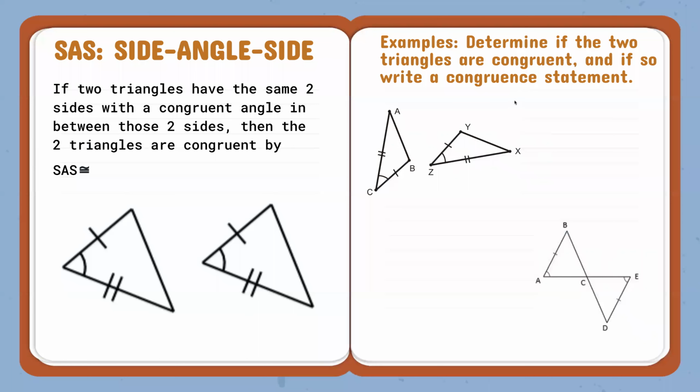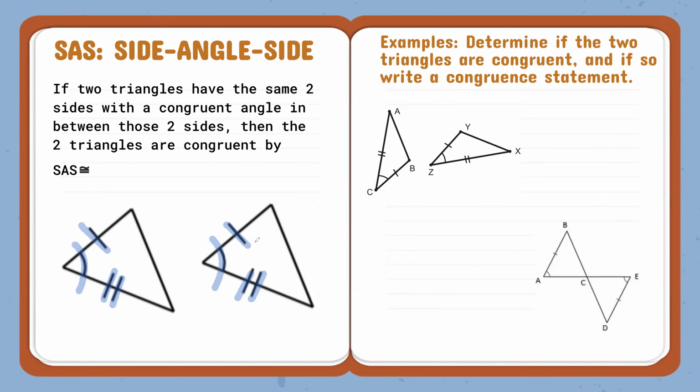Now we've got side, angle, side. So if two triangles have the same two sides with a congruent angle in between those two sides, then the two triangles are congruent by SAS. And you'll often hear me say SAS, okay? So if you have two sides that are congruent with an angle in between that is congruent, then those two triangles are congruent by SAS.